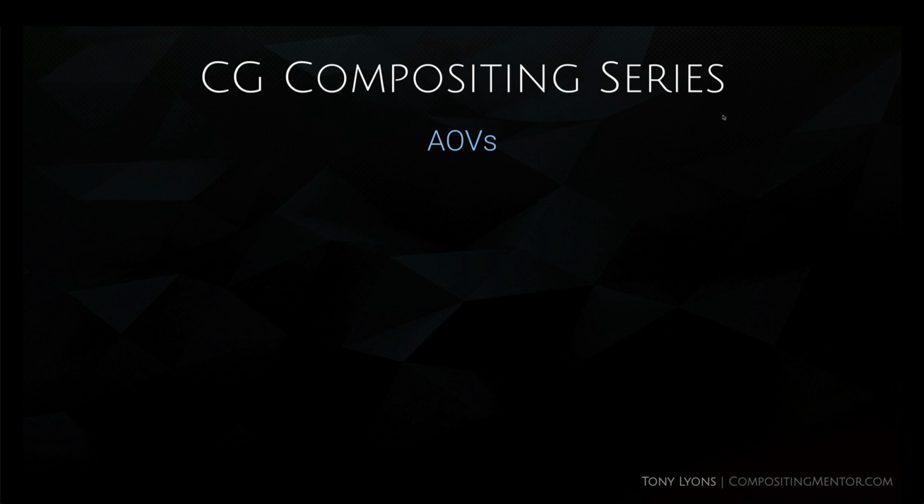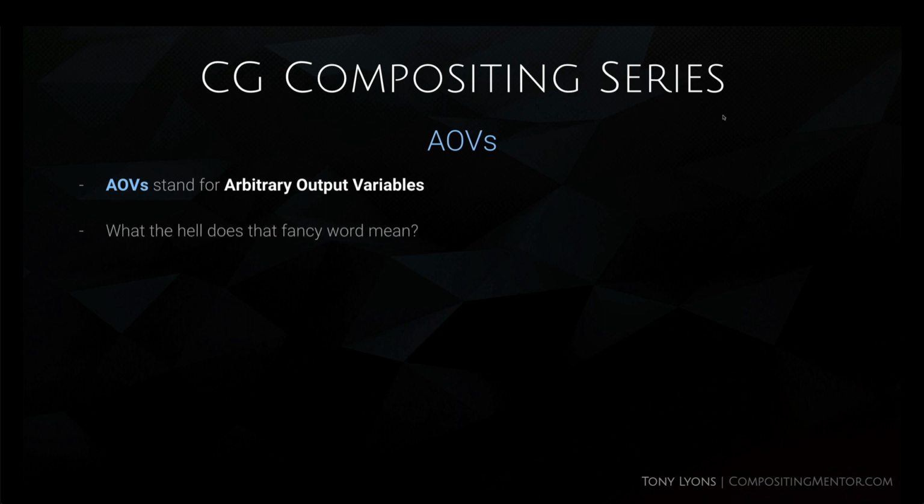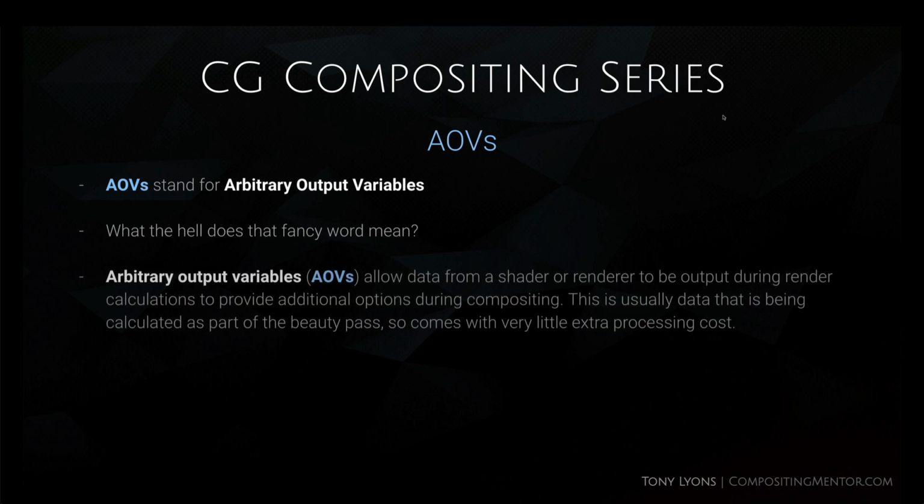Let's take a look at what AOVs are. AOVs stands for arbitrary output variables. Now, what the hell does that fancy word mean? Straight out of the Foundry's website, they give a pretty good definition of it. Arbitrary output variables, AOVs, allow data from the shader or renderer to be output during the render calculations to provide additional options during compositing. This is usually data that is being calculated as part of the beauty pass, so it comes with very little extra processing costs.